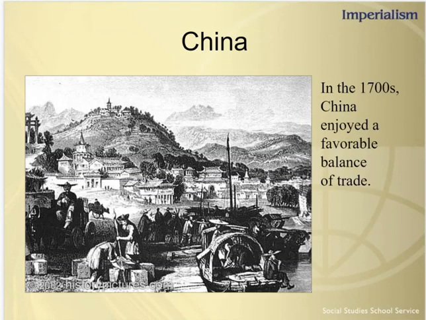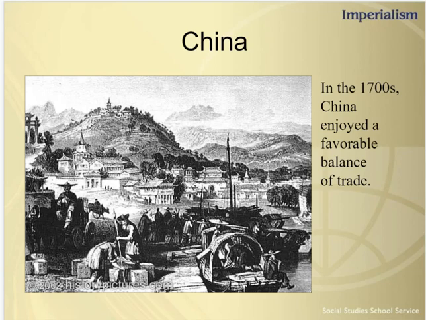Last lesson, we discussed imperialism in Africa and the scramble for Africa, as well as the Boer War between the Dutch and the English. Today, let's look at what's going on in Asia and imperialism. Well, let's start with China. Significant imperialist activity also took place in China.